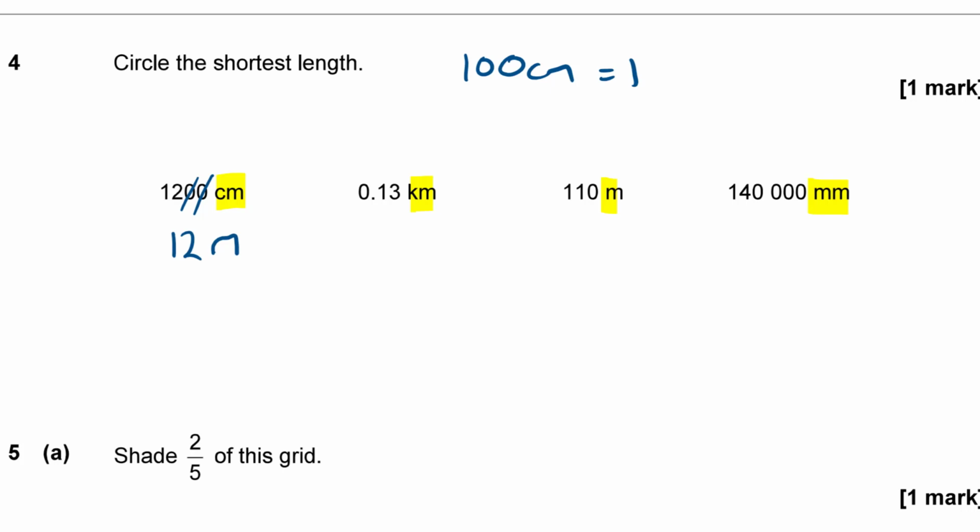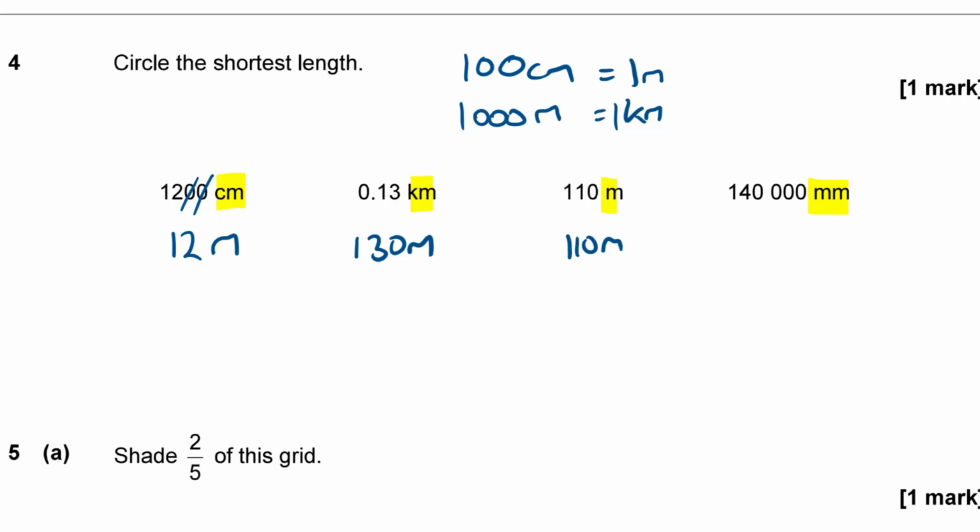0.13 kilometres. There are 1,000 metres in 1 kilometre. So multiplying 0.13 by 1,000. If you find that tricky to do in your head, you can always use a calculator, but I make that 130 metres. Well, that one's already in metres, that one's fine, 110 metres.